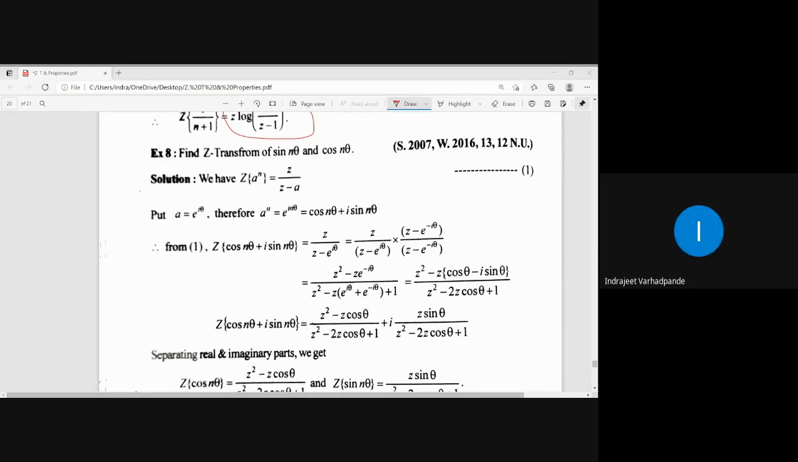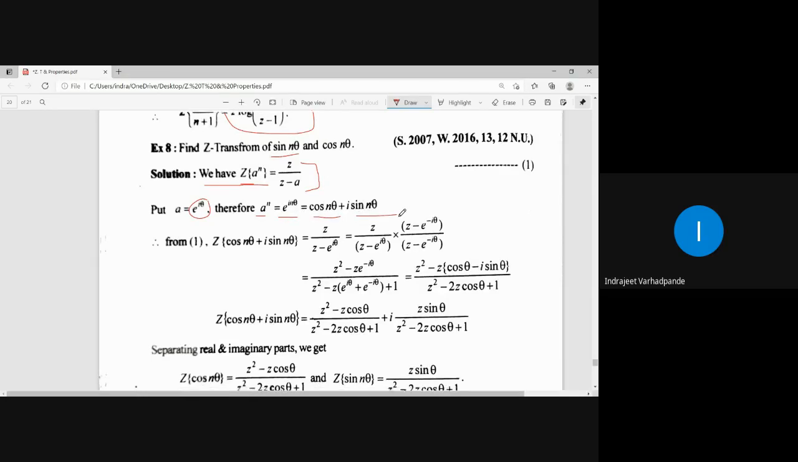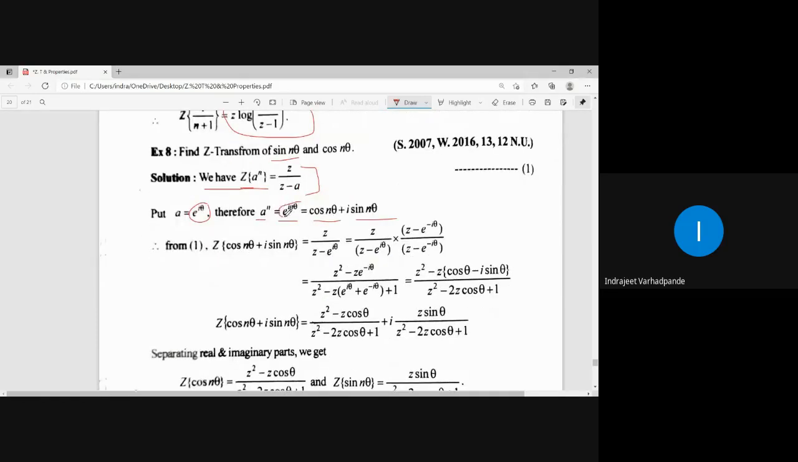Yes, sir. So what is the example to be discussed? Z transform of sin n theta and cos n theta. So we have z of a to the power n. I will be taking help of this particular z transform. Z of a to the power n is z upon z minus a. Put a as e to the power i theta. A to the power n will become e to the power i n theta, which is cos n theta plus i sin n theta. So the z transform of this e to the power i n theta, or a to the power n, is now the z transform of cos n theta plus i sin n theta.